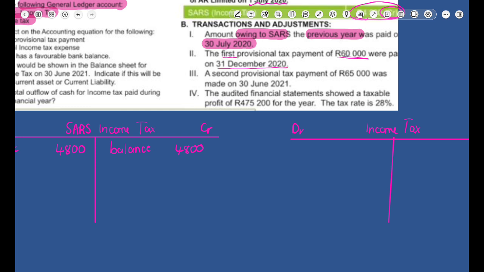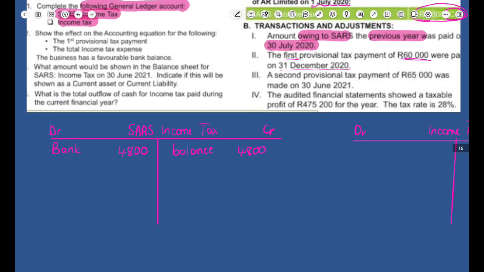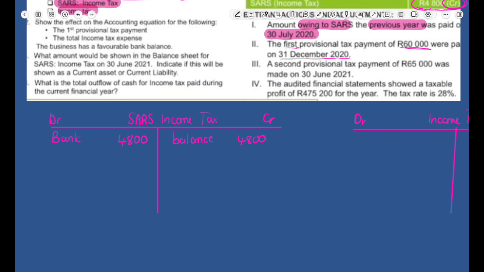31st of December 2020. So in this year, my first provisional payment, remember in my previous video I told you that there'll be 2 provisional payments, and these provisional payments are estimates of what we think SARS is going to charge us. We're going to pay whatever we think. We only know at the end of the year what SARS charges us, so during the year we just make estimates and we pay. The first provisional payment is 60,000.